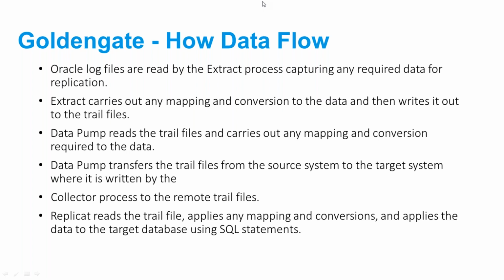Now in Golden Gate, how the data flows: the log files are read by the extract process, capturing any required data for replication. Extract carries out any mapping and conversion to the data and then writes it out to the trail files. So the extract process extracts the changes and writes them to the trail file on the local machine, which is called the local trail.